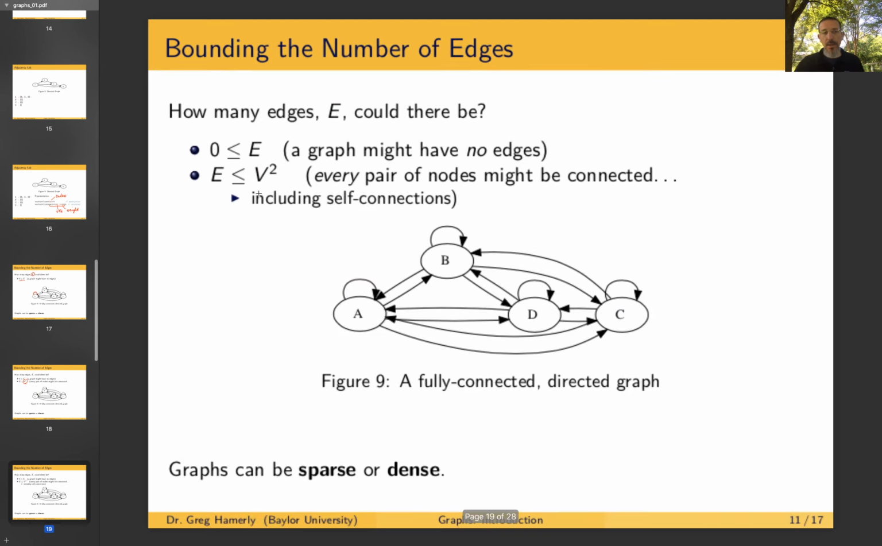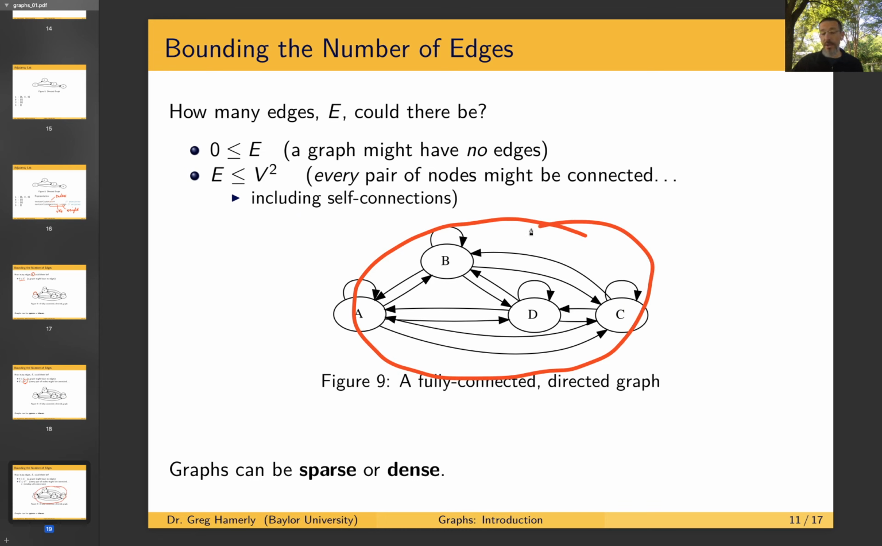That includes self-connections. Now, when a graph has a lot of edges, we call it a dense graph. This example is as dense a graph as you can get. If a graph has no edges, clearly that's not a dense graph, and it would be what we call a sparse graph. A sparse graph has relatively few edges. There's no hard and fast definition, but it's clearly much less than V squared.